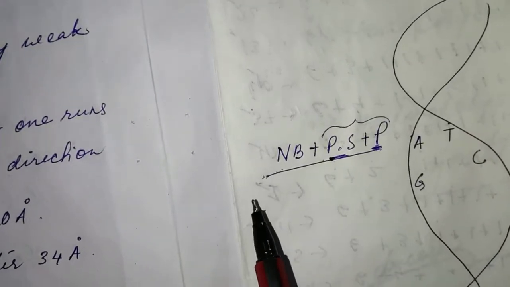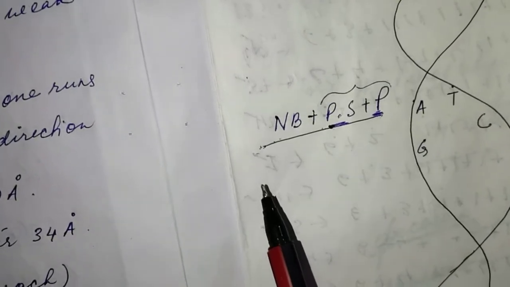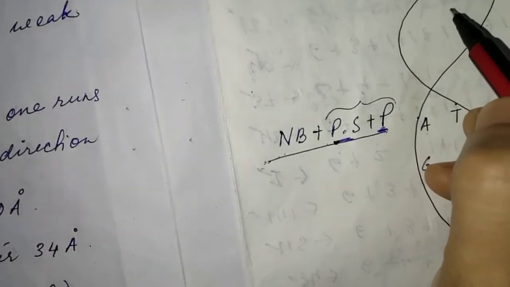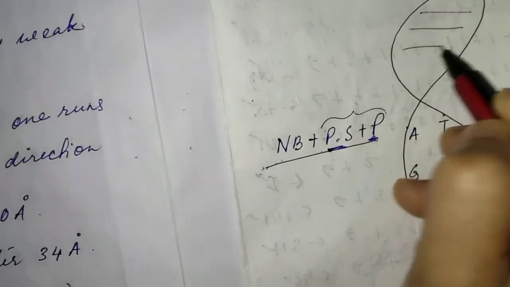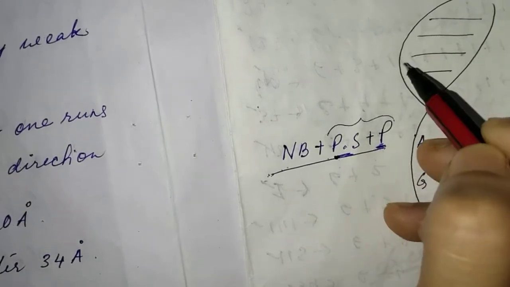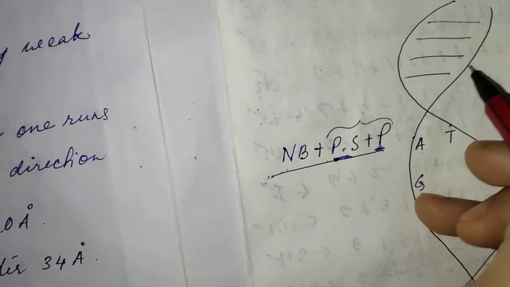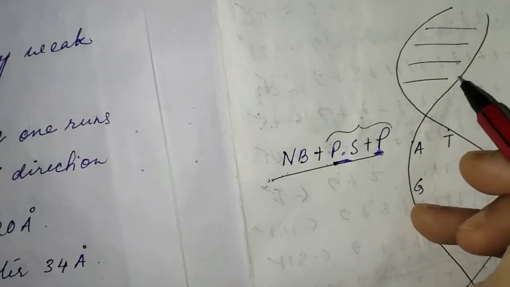Now both the strands are joined together by weak hydrogen bonds. So here these two strands are joined together by weak hydrogen bonds. So these hydrogen bonds are the linking bonds which connect the two polypeptide strands.